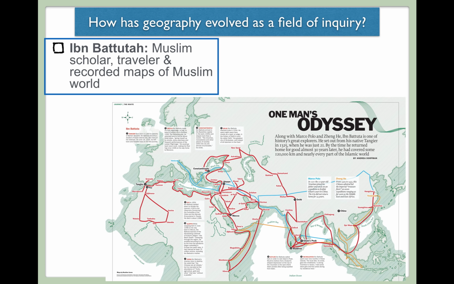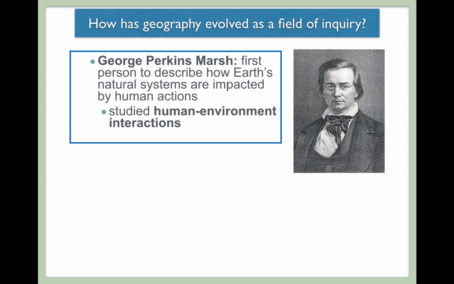His travels were simply incredible. He traveled basically all the way from Western Africa all the way to China, and those maps really helped hone the world's understanding of this region of the world. So we see a greater evolution.